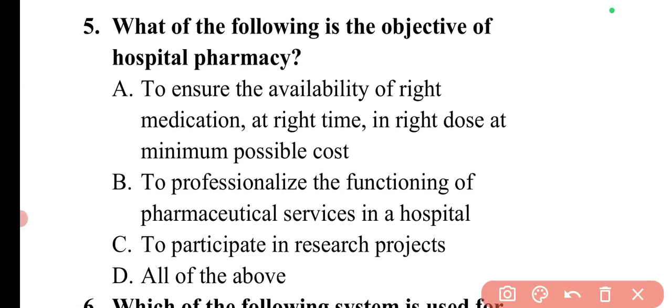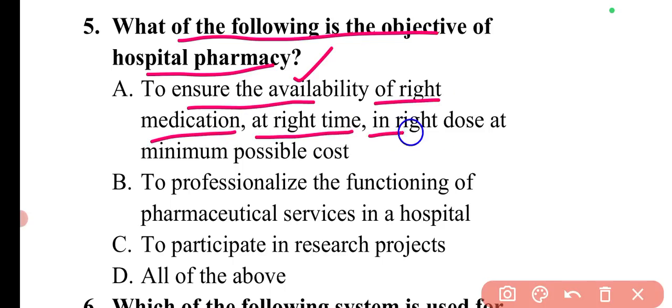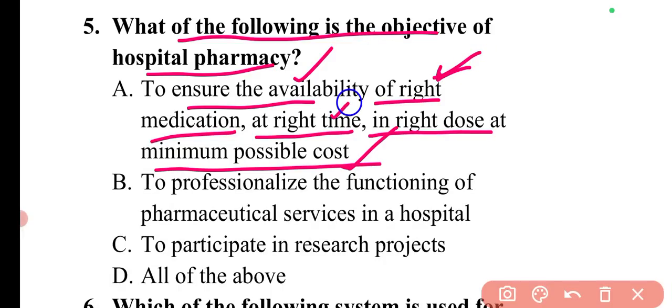So the question is, which of the following is the objective of hospital pharmacy? So the objective of hospital pharmacy includes ensuring the availability of the right medication at the right time in the right dose at minimum possible cost. Right medication means correct medication. If a person requires an antiemetic drug, then he should be given an antiemetic only, not an antidiarrheal. So that is the right medication. At the right time: if there is any emergency, the drug should be given at the right time. It should not be delayed.